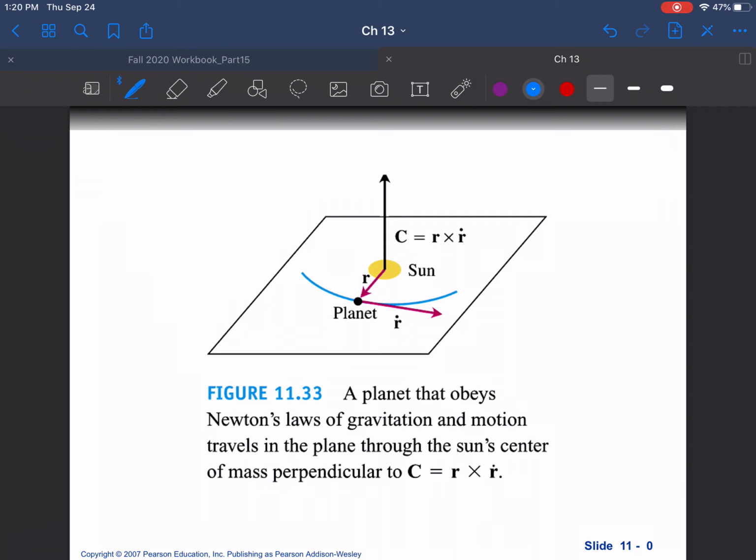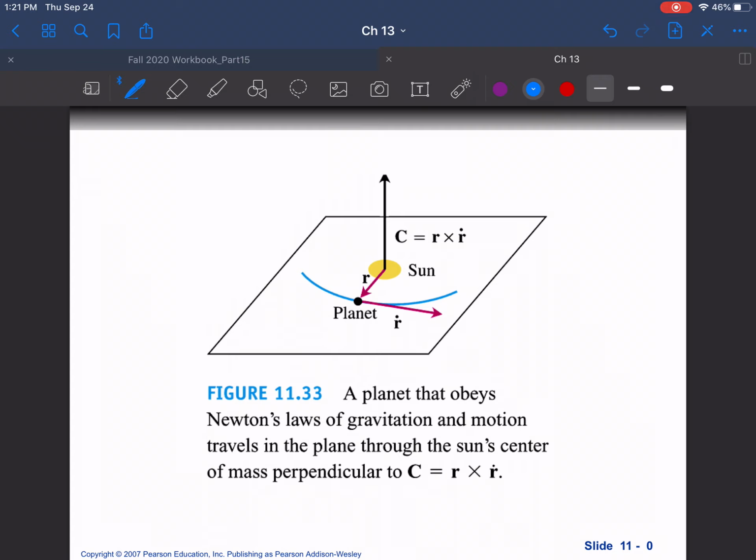All right, here you can see that a planet obeys Newton's law of gravitation, and therefore travels in the plane through the sun's center of mass and perpendicular to the cross product of our position vector and our velocity vector, r dot. So that's what we have there. You put a plane there, and the planet goes to that plane.